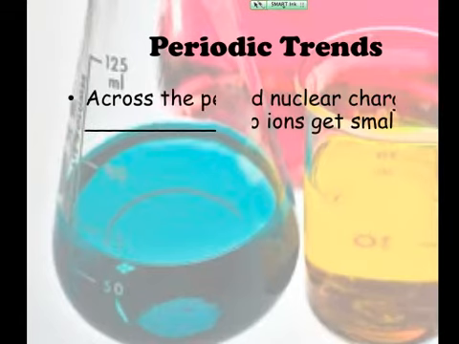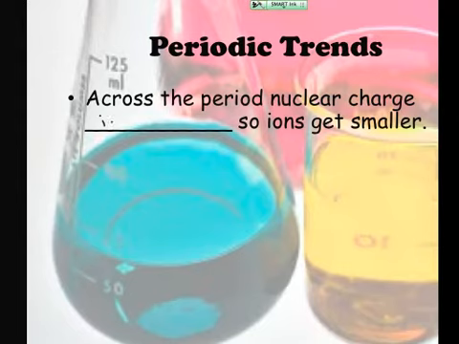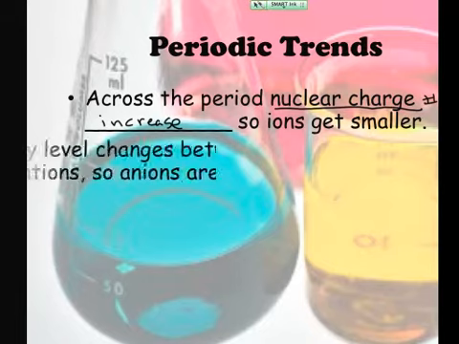So these periodic trends keep coming back. They're not going away. Across the period, the nuclear charge is going to increase, and that makes the cation smaller. Increasing nuclear charge is referring to the number of protons. So phosphorus has 15 protons, and sulfur has 16 protons. So we're increasing the nuclear charge.